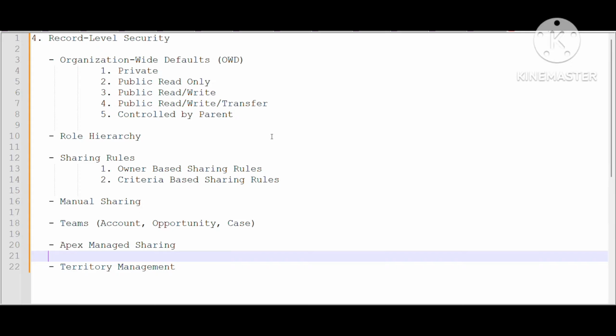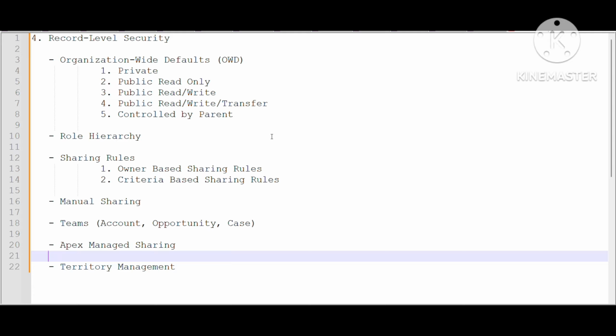Okay, then we have public read write transfer. This is again a very good one for case and leads. Okay, and then we have controlled by parent, which comes into action when the relationship between the objects is master detail.